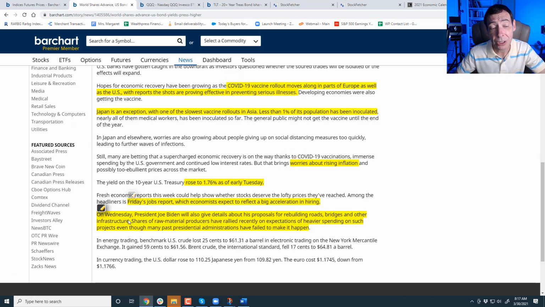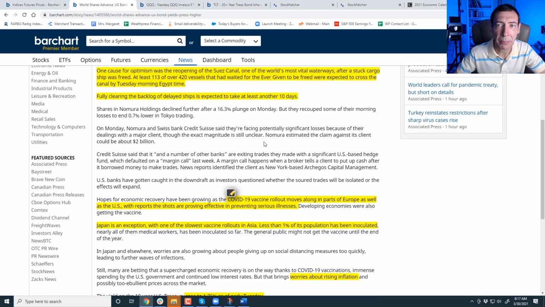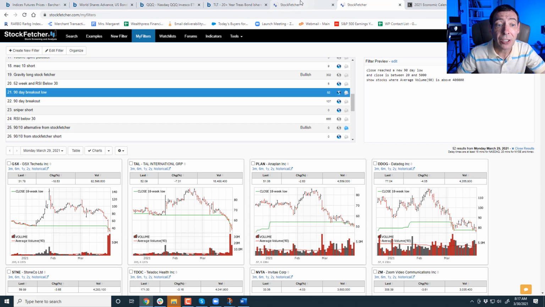On Wednesday, which is tomorrow, Joe Biden will also give details about his proposal for rebuilding roads, bridges, and other infrastructure, which is why basic material and industrial stocks have been rising. Shares of raw material producers have rallied. Folks, I've been talking about that for months now. On expectations of heavier spending on such projects, even though many presidential administrations have failed to make it happen. I think we are going to see it happen, and this is the time for basic materials to rise. Now, let's look at major sectors.